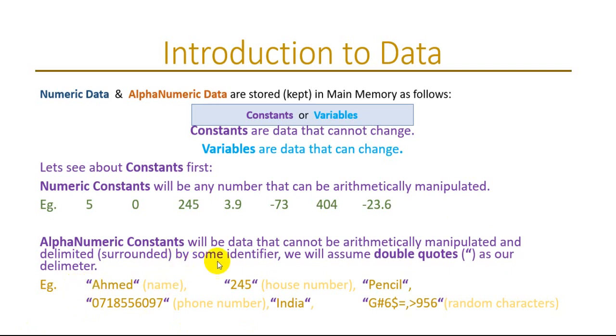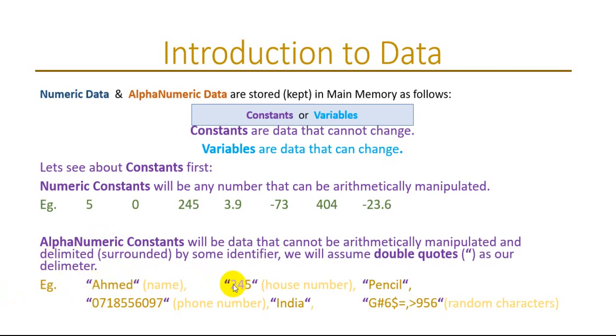Here we are using double quotes as our delimiter. What we are showing is the name Ahmad from this point up to this point; the double quotes are not included. So this is an alphanumeric constant. Double quotes show the beginning and the end of the alphanumeric. Always remember, whatever is in between the double quotes is an alphanumeric constant.